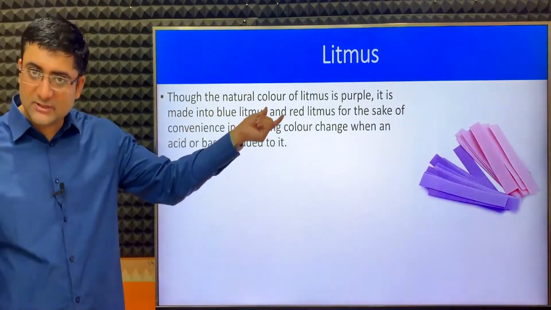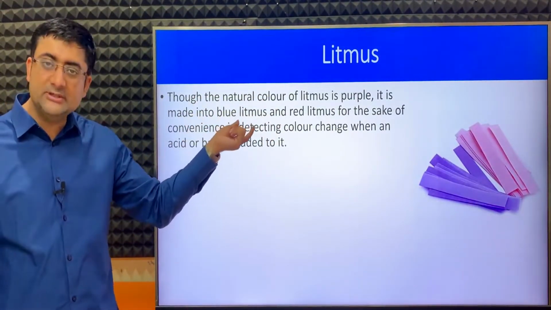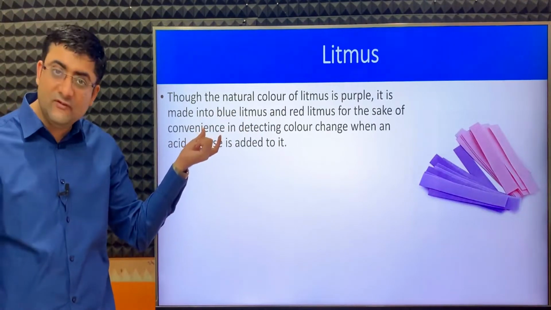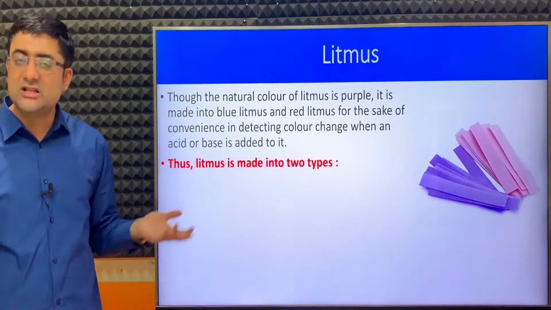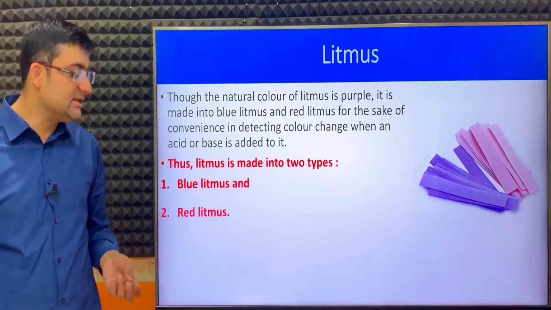Is this clear? So let's read about it. Though the natural color of litmus is purple, it is made into blue litmus and red litmus for the sake of convenience in detecting color change when an acid or base is added to it. Thus, litmus is made into two types, blue litmus and red litmus.